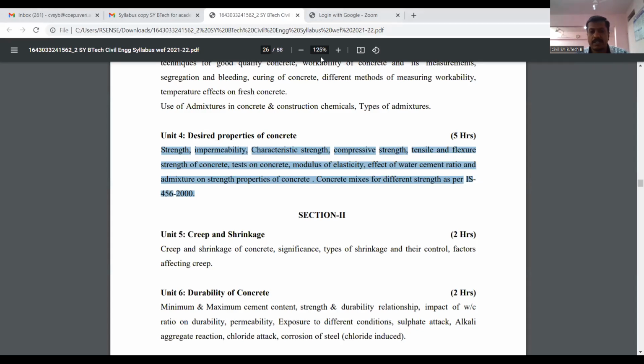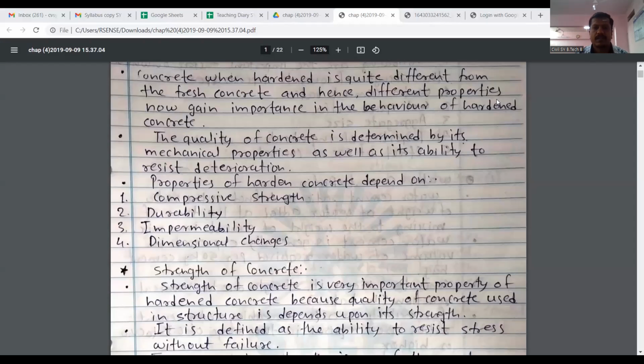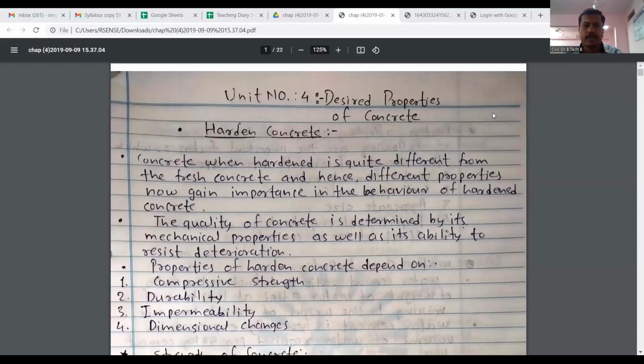Now we will start chapter number 4 in actual. I will share the new screen with you. Just give me a minute. So we are going to start our unit number 4, that is desired properties of the concrete. As I told you, this chapter totally deals with the hardened concrete and the properties associated with it. So let us start with the discussion.